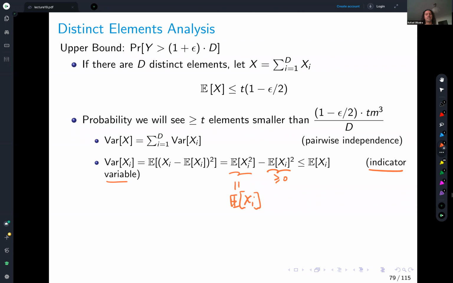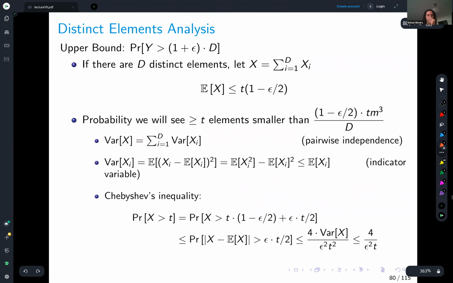So the variance of xi is less than or equal to the expectation of xi. Okay, excellent. So now what do we know? And remember, for Chebyshev, we don't need to compute exactly the variance. All we need is an upper bound of the variance to get a good inequality. So by Chebyshev, what do we have?